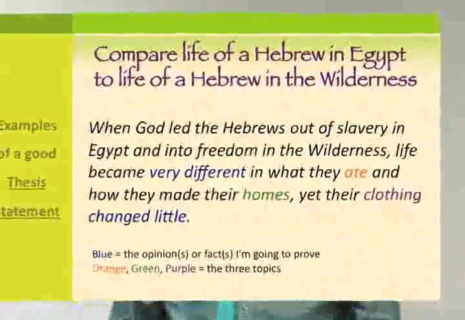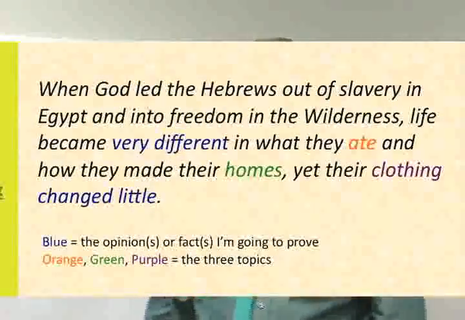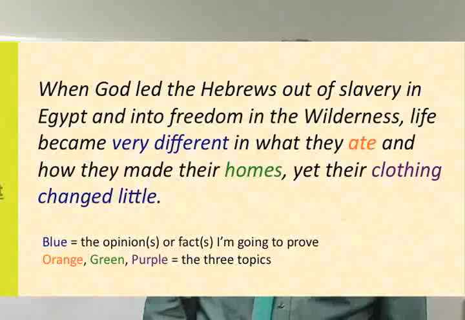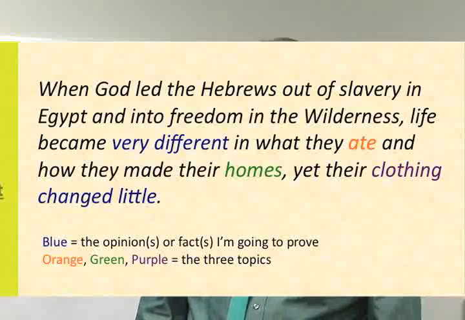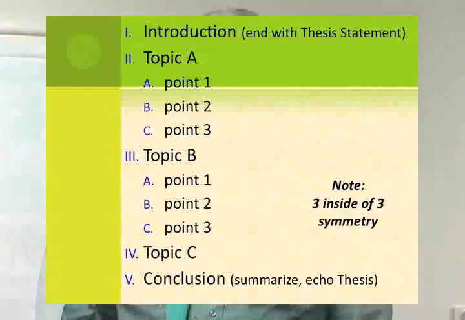This is another example. This one's a little more complex. When God led the Hebrews out of slavery in Egypt and into freedom in the wilderness, life became very different in what they ate and how they made their homes, yet their clothing changed little. So here, the essay writer is going to prove 2 things. So it's a little more complex. Your students may come up with that, or they may not. They may say, oh, it either changed a lot or it changed very little. Either way, you can build a pretty good essay.